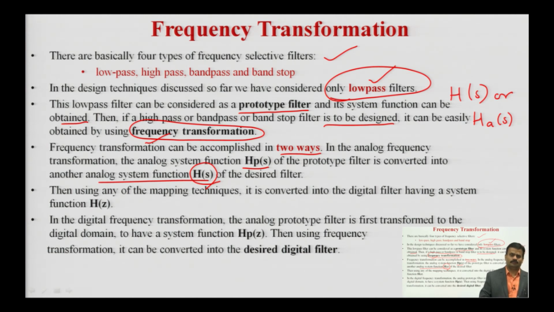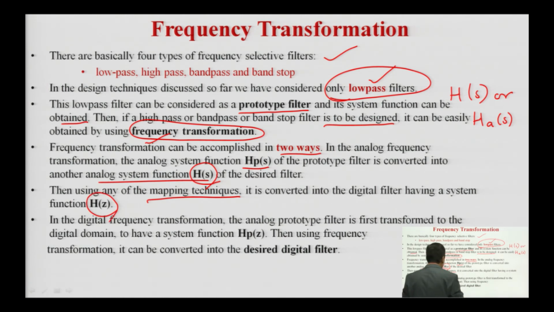because you have to transform from analog to analog. Your thing is the same, but you want a different category of filter. That is why we are transforming a prototype to the analog desired filter that you want to design. Then using any of the mapping techniques, meaning impulse invariant or bilinear, you are converting your S plane into the Z plane, your S domain into the Z domain. You are doing the mapping here. So, the same mapping you can do here, and you can finally convert your H(z) from the H(s).